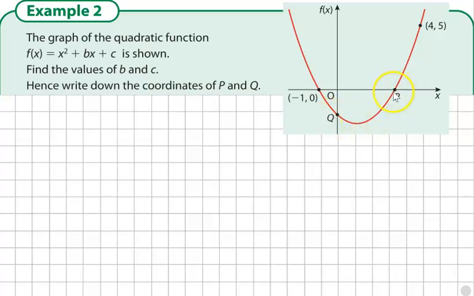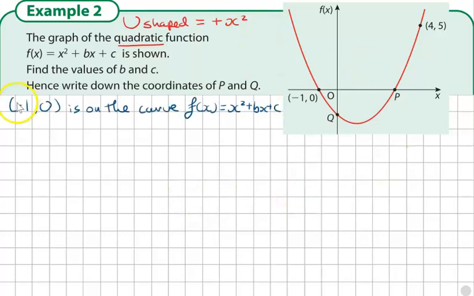So point P is one of the roots, so it's one of the points where the curve crosses the x-axis. We can see we've one labeled already, minus 1, 0, and Q is going to be the y-intercept, where the curve crosses the y-axis. So we know 2 points on our curve. We've got 4, 5 and minus 1, 0. So it's quadratic, so it's U-shaped, so positive x squared. If it was negative x squared, it would be n-shaped.